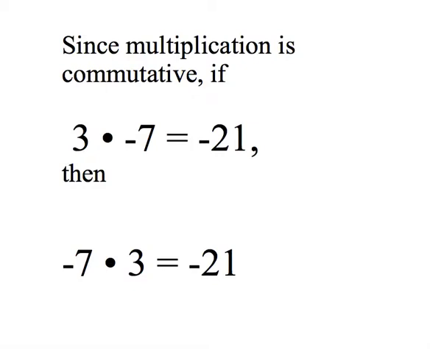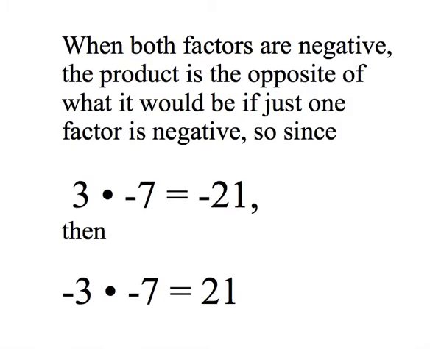Trying to represent it as negative 7 groups of 3 is a little difficult, so we'll just have to accept that negative 7 times 3 is the opposite of what 7 times 3 is. So if 7 times 3 is 21, negative 7 times 3 is negative 21. When both factors are negative, the product is the opposite of what it would be if just one factor is negative. So since 3 times negative 7 is negative 21, then negative 3 times negative 7 is positive 21.